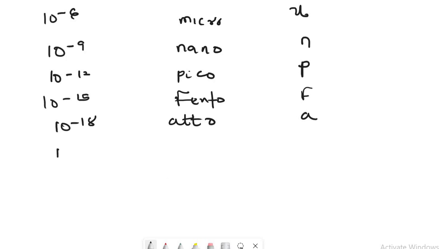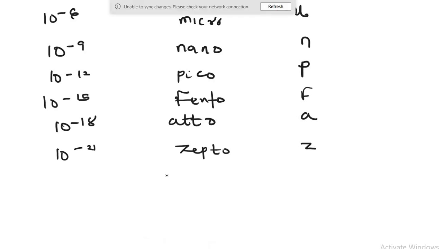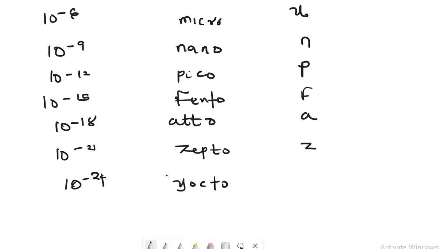But again, 10 raised to the power minus 21 is there. That's zepto. The symbol is small letter z. And the last but not the least, 10 raised to the power minus 24. That's yocto. Small letter y. Now these are the multiples and submultiples we use in physics. So my next class will be on order of magnitudes, which is coming shortly. See you soon.